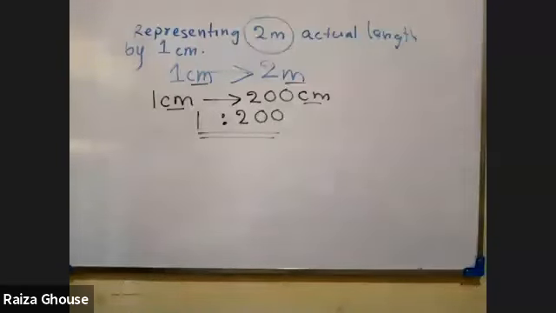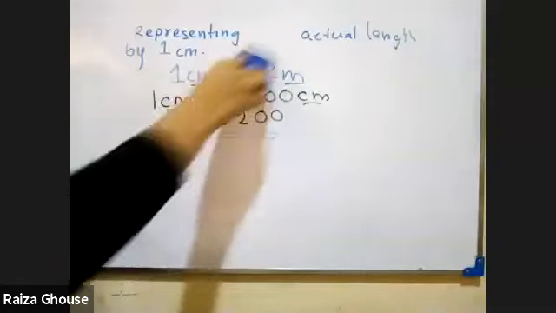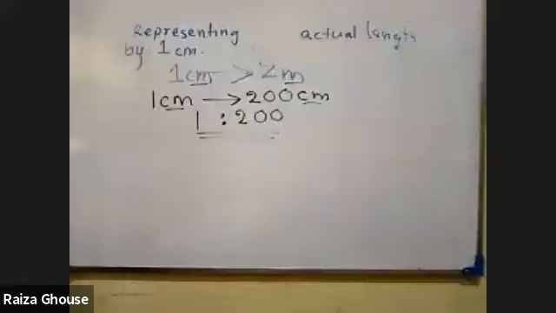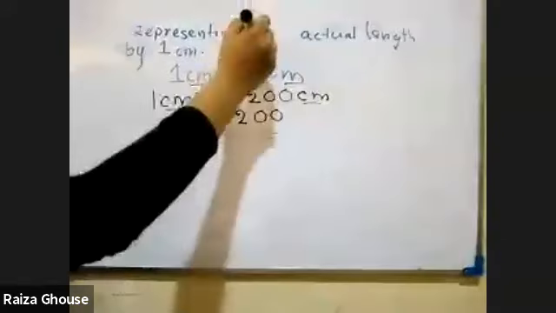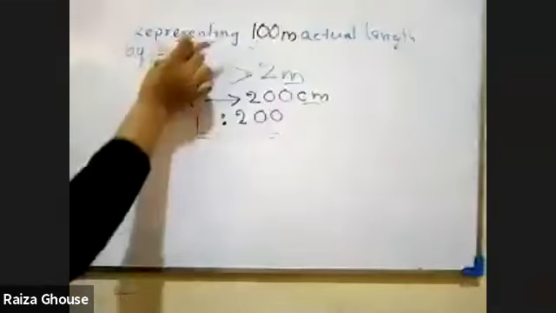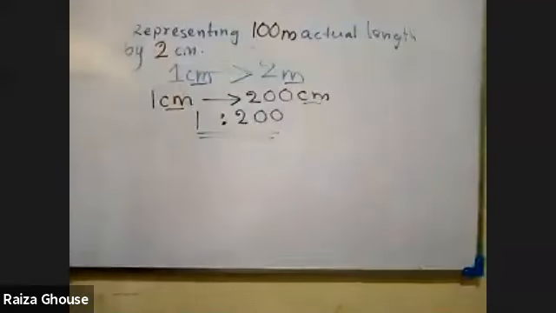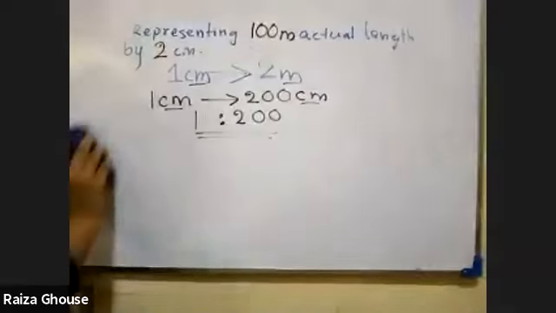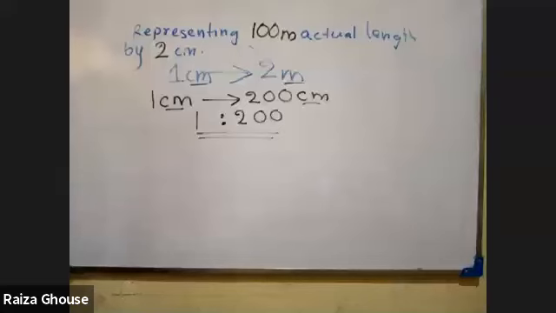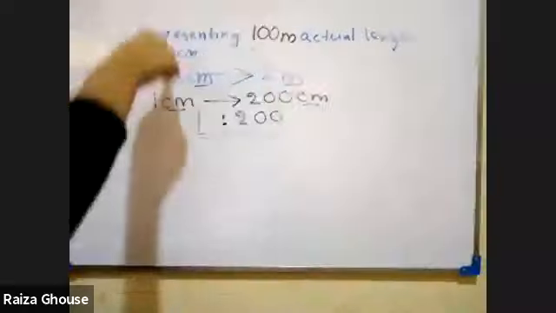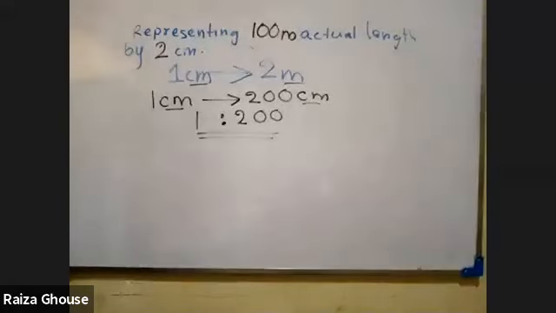Right, third one, write down. Representing 100 meter. I'll write it on the board. 100 meter of actual length by 2 centimeter, children. Okay, now do your best here. The ones who made a mistake, try to avoid your mistake and make this correct. Okay, I'm receiving answers. So can you see, 100 meter of real length is going to be represented by a scale length of 2 centimeter. Okay.